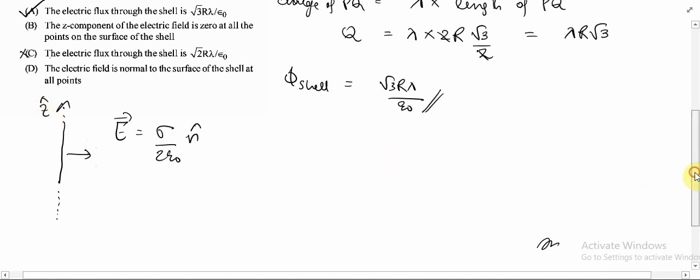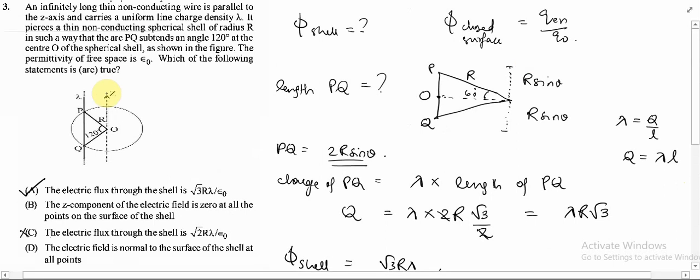As we can see in this picture, this is the Z cap. The electric field produced by this wire will always be normal to Z cap. At this point the electric field will be in this direction, at this point in this direction, and at this point in this direction, and so on. So at all points, the Z component of the electric field, that is the electric field along the Z direction, is always 0. Okay, so this option B is correct.